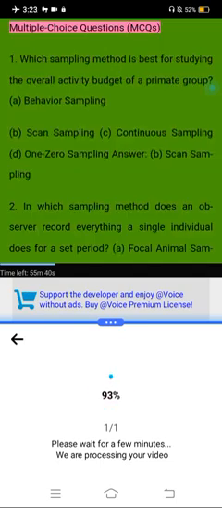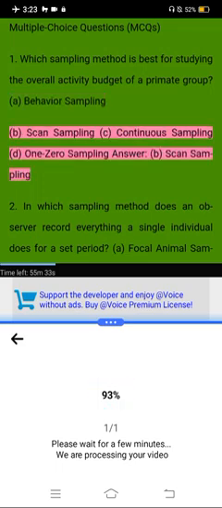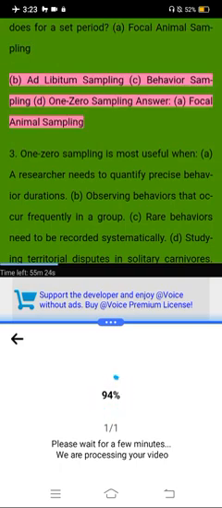Multiple choice questions, MCQs. 1. Which sampling method is best for studying the overall activity budget of a primate group? A. Behavior sampling. B. Scan sampling. C. Continuous sampling. D. 1-0 sampling. Answer. B. Scan sampling. 2. In which sampling method does an observer record everything a single individual does for a set period? A. Focal animal sampling. B. Ad libitum sampling. C. Behavior sampling. D. 1-0 sampling. Answer. A.